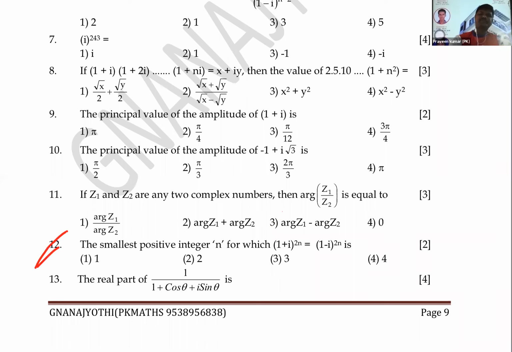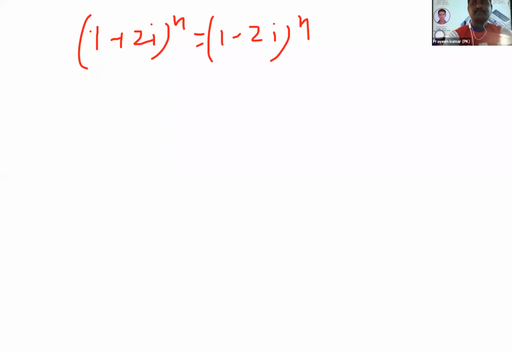Come back to the 12th question, everyone. The smallest positive integer n for which (1 plus i) whole power 2n is equal to (1 minus i) whole power 2n. They are asking: how much should you substitute in place of n so that both are equal? You see the question clearly, everyone? Then what is the value of n?